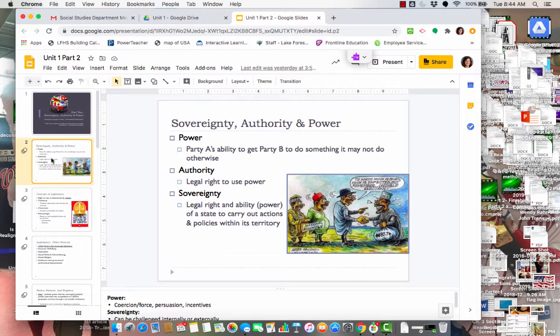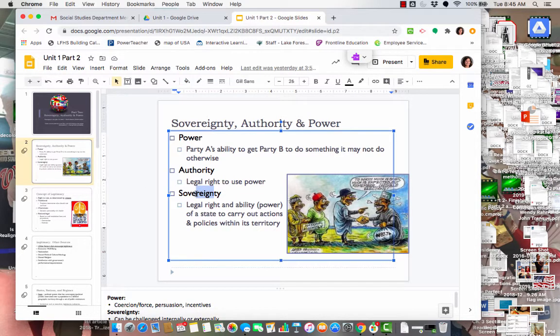And sovereignty. So sovereignty is basically the legal right and ability of a state to carry out its actions and policies within its territory. So I always like to highlight this word reign in here. So to reign means to rule. So to be sovereign means you're independent and can rule over yourself.